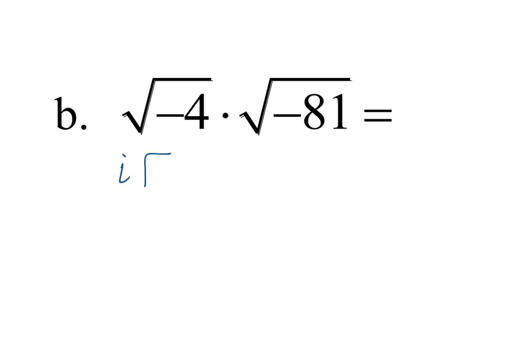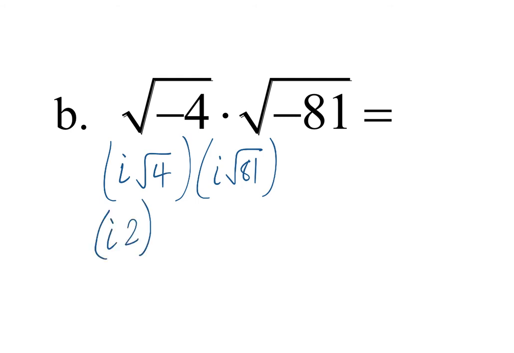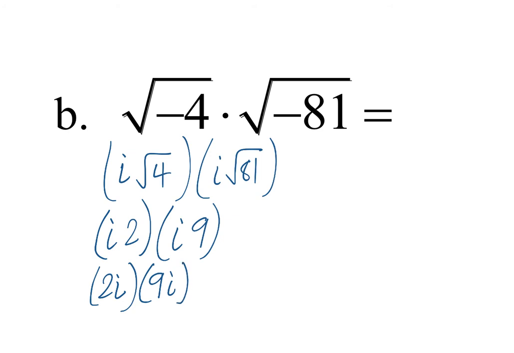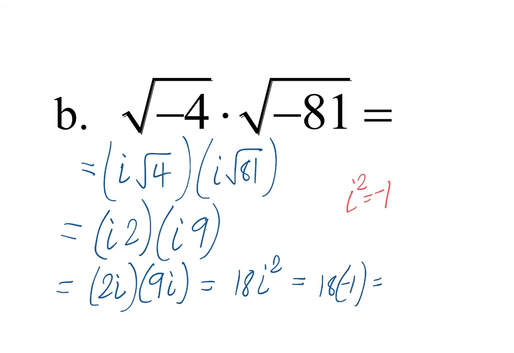I'll go ahead and call this i square root of 4 times i square root of 81. And i times i, well, I won't do that yet. The square root of 4 is 2. The square root of 81 is 9. So really, I don't like to say i2 and i9, although that's perfectly correct. I think it looks better as 2i times 9i. Anyway, this ends up being 18i squared. And i squared, remember, is equal to negative 1. So I just want to plug in a negative 1 for i squared. And our answer is negative 18.